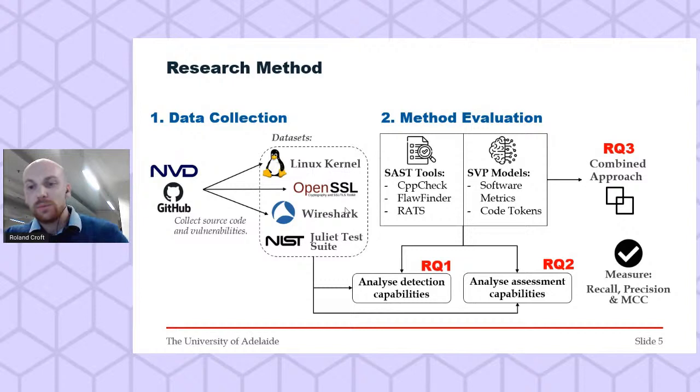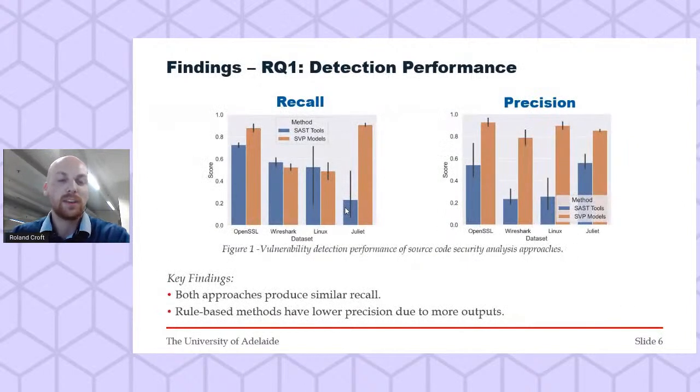Now, let's briefly move on to our findings. Of course, for time, I won't be able to get into everything, but I'll try and highlight some of the main ones. So for the first research question, we look at the detection performance. And our first observation is that for the recall, it's not actually that different between these two approaches. They predict a very similar number of vulnerabilities. And when we looked into the files that they're actually providing warnings for, we found quite a significant overlap. So they're actually able to detect quite similar things.